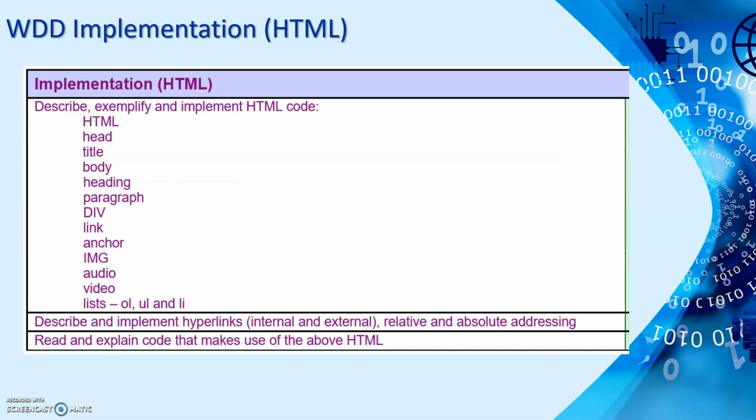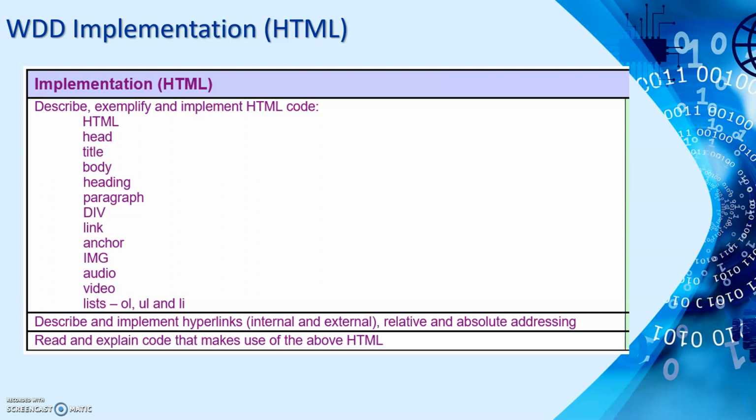We've then got the HTML, describe, exemplify and implement HTML code. Most of this is familiar. HTML tag, head tag, title, body, heading, paragraph tags. Div is new at National 5, but your links, your internal and external links with the anchors, your image tags, done all that. Audio and video is new, but your lists, your ordered lists, unordered lists and list items, you've done it all before.